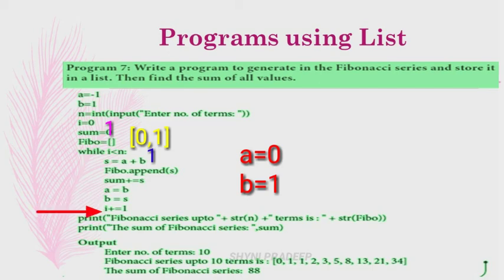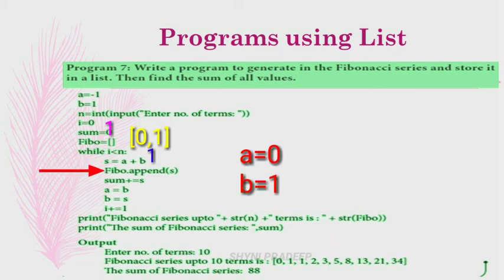I plus is equal to 1. I value is what? 1. So 1 plus 1, 2. So this I becomes 2. So again check the condition, while loop condition. 2 is less than 10. This condition is true. Next, see the next line. S is equal to a plus b. A value is what? 0. 0 plus b value is what? 1. So 0 plus 1, 1.